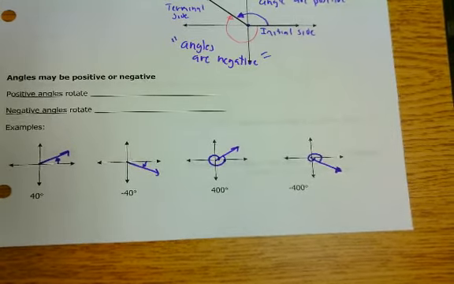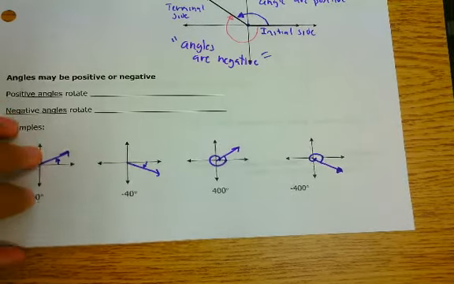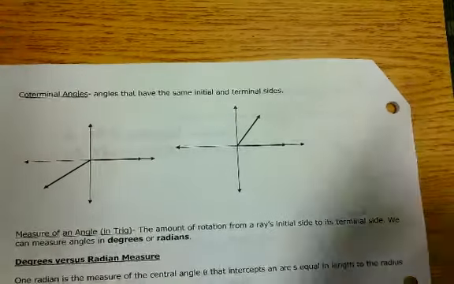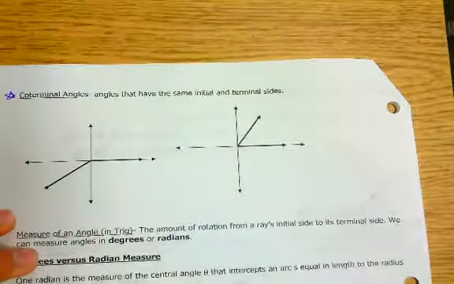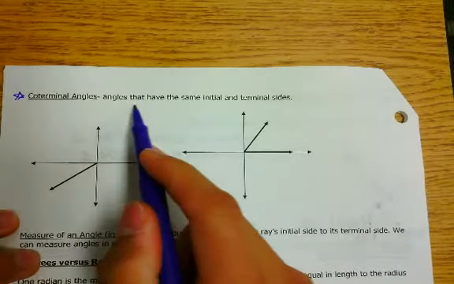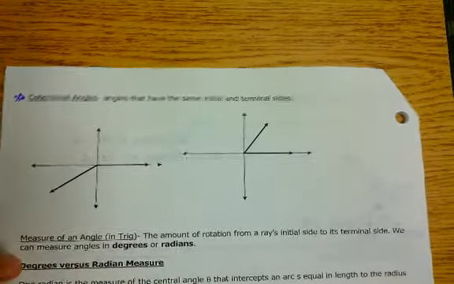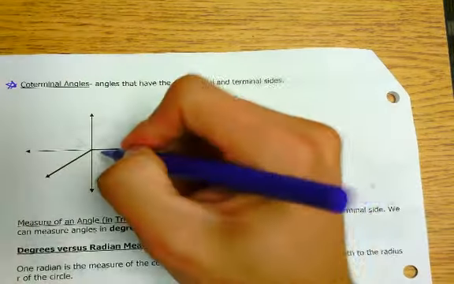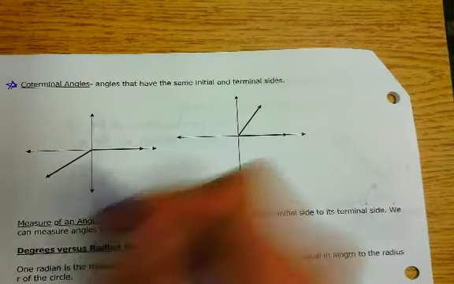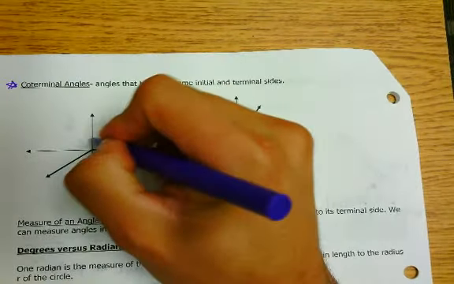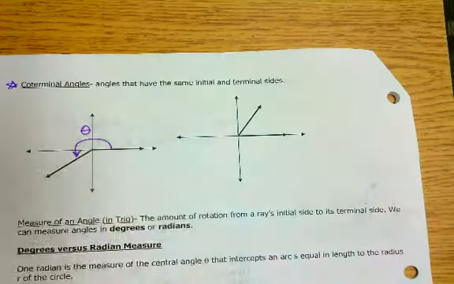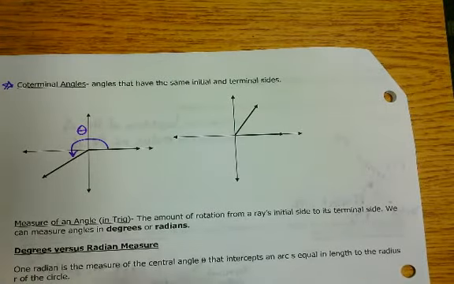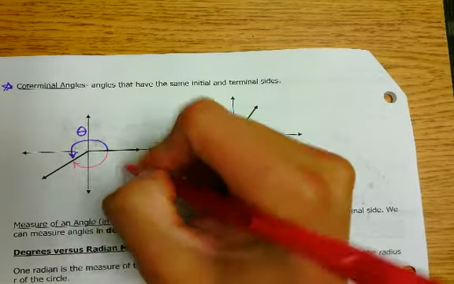Okay? Now, when that happens, this has a name. They are called coterminal angles. Coterminal angles are angles that have the same initial side and the same terminal side. Let me give you an example. I have the initial side here and I have my terminal side here. I'm going to call this angle right here theta, and I'm going to call this angle in this direction alpha.